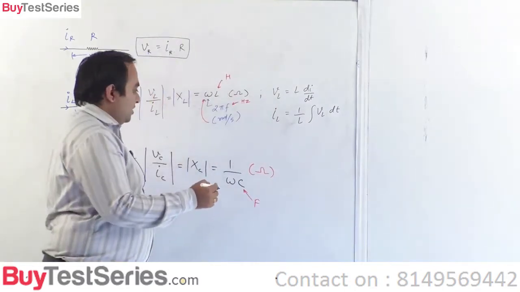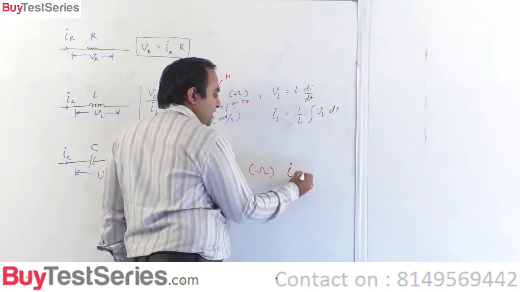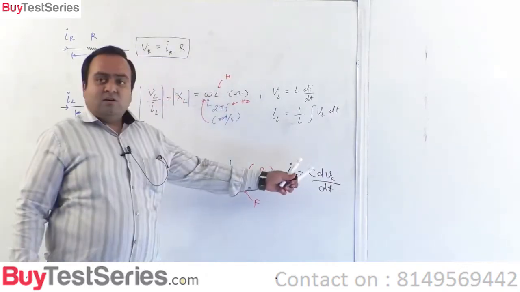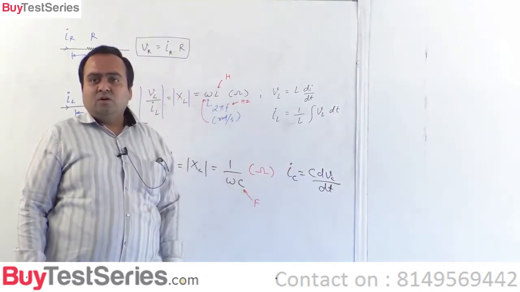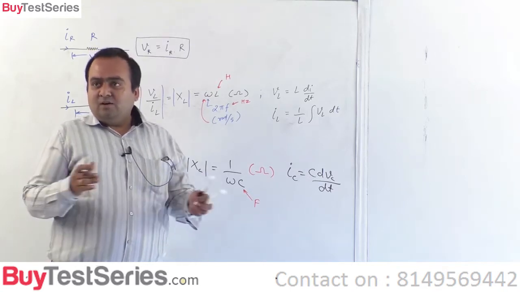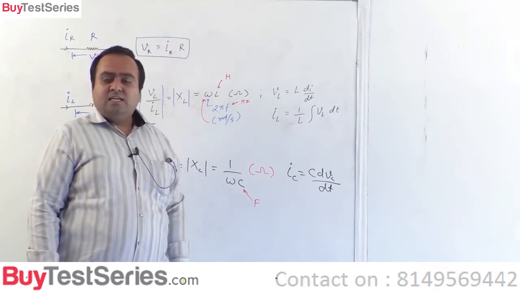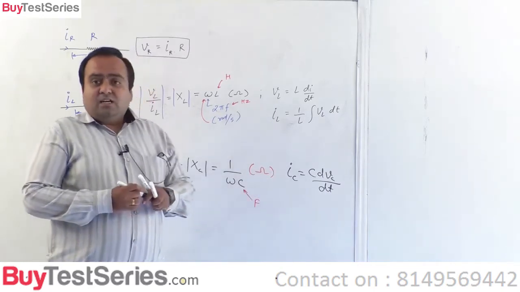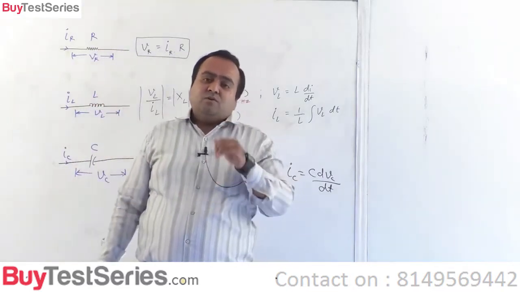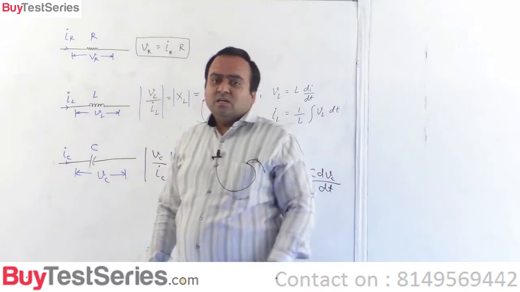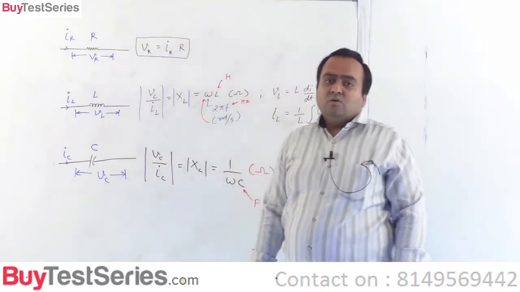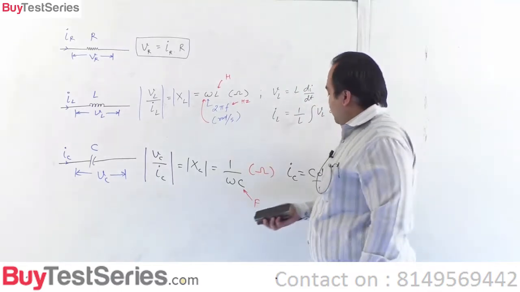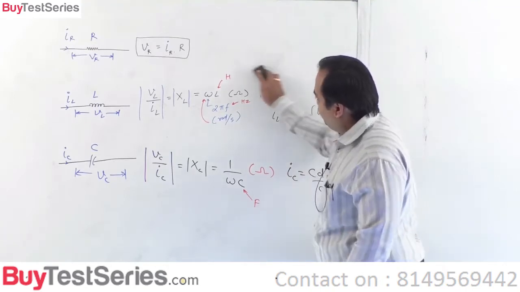Similarly for a capacitor, you see IC is C dV by dt. Again, if one corresponds to sine omega t, the other will correspond to cos omega t. So sine omega t and cos omega t will have the 90 degree phase shift between them. So in case of an inductor, the current lags with respect to voltage by 90 degree. In case of a capacitor, the current leads the voltage by 90 degree. This you are already familiar with. Alright, so this we shall further take up.